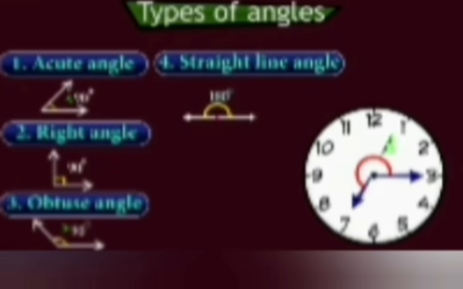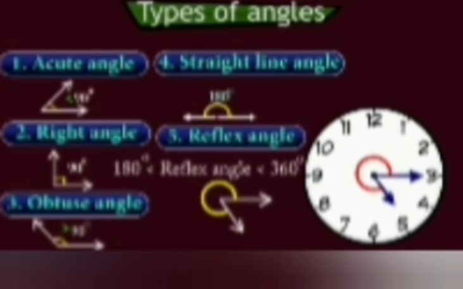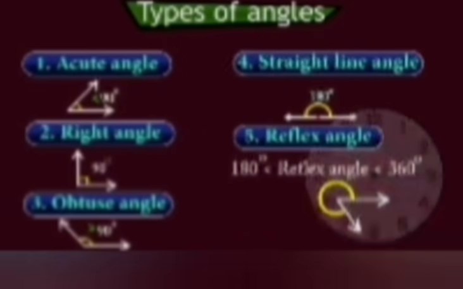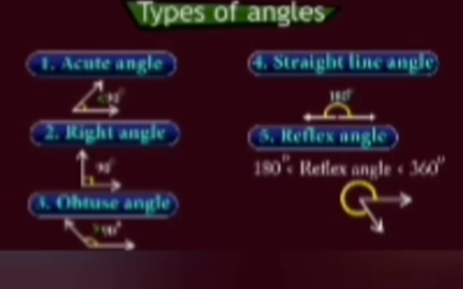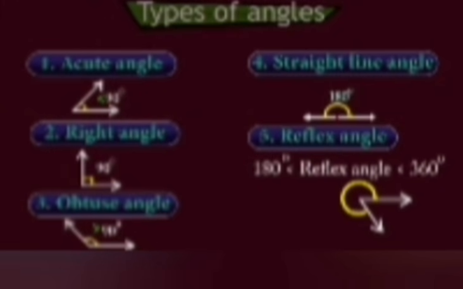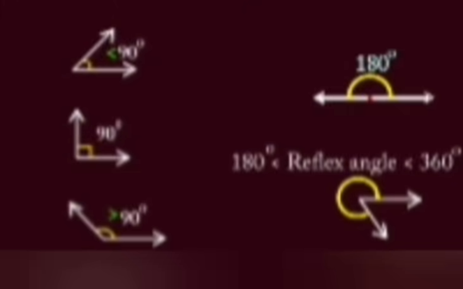So whenever the hands of the clock move, we have angles in between, and they are different kinds of angles. Now here the two arms have this angle which is more than 180 degree. So whenever we have an angle which is more than 180 degree but less than 360 degree, we call it a reflex angle.